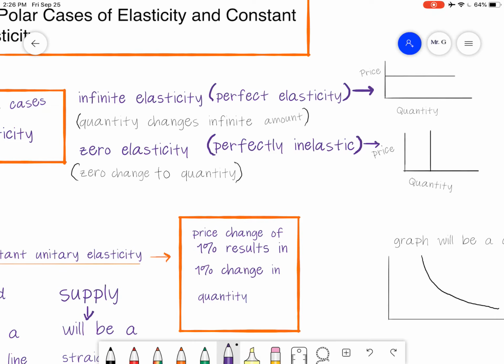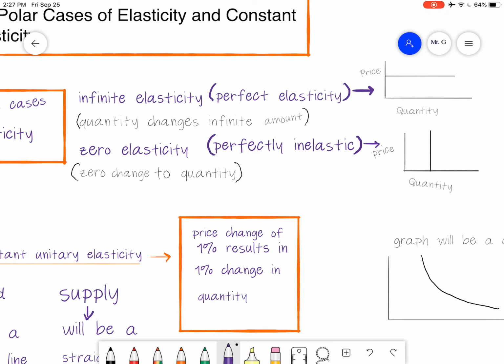Now let's look at the next one, which is zero elasticity or perfectly inelastic. That means there's zero change to quantity. So if you look at the graph, as price goes up, quantity doesn't change. Doesn't matter if you're charging 50 cents or $2 million, the quantity will not change. So once again, it would be a very specialized kind of thing that this would actually apply to, and I'd have a hard time coming up with an exact example.